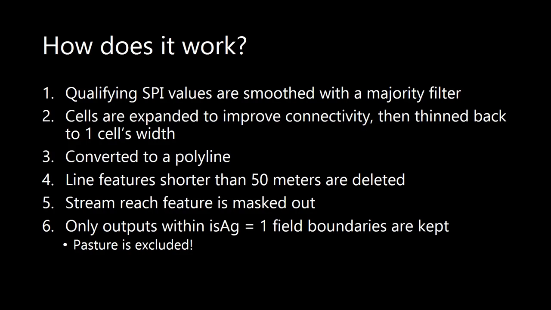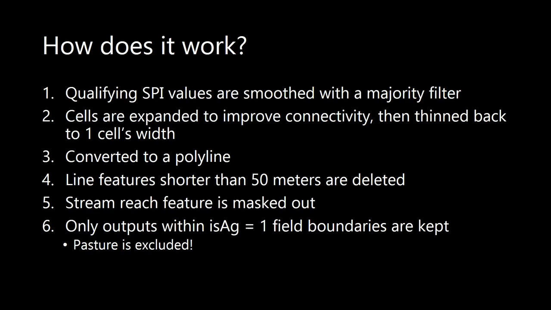So while the tool is running, let me give you the lowdown on how it actually works. First, it's going to take qualifying SPI values. That's any value that's greater than that standard deviation. And that's going to be smoothed with a majority filter. Whatever is remaining, those cells will then be expanded to improve overall connectivity. And then it's going to be thinned back down to 1 cell's width.